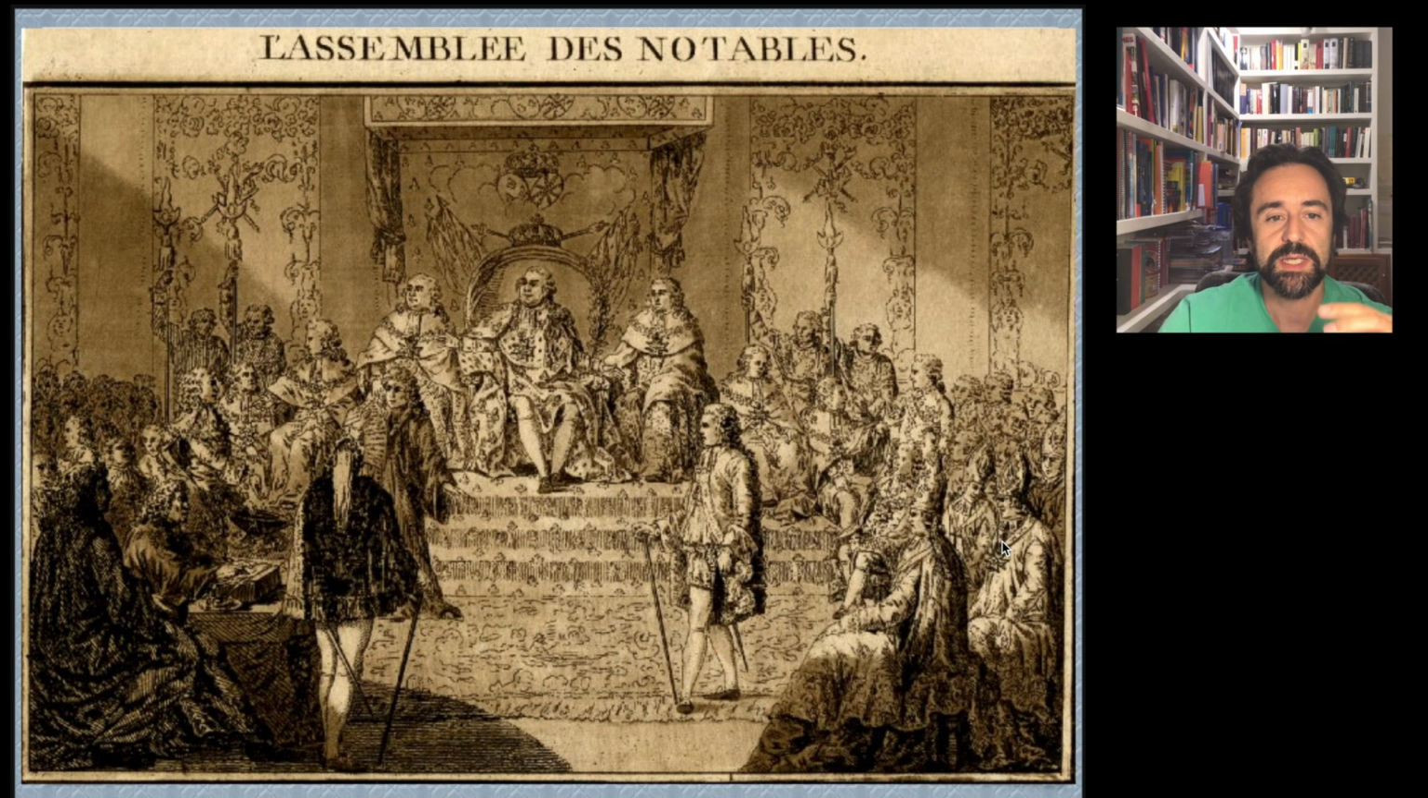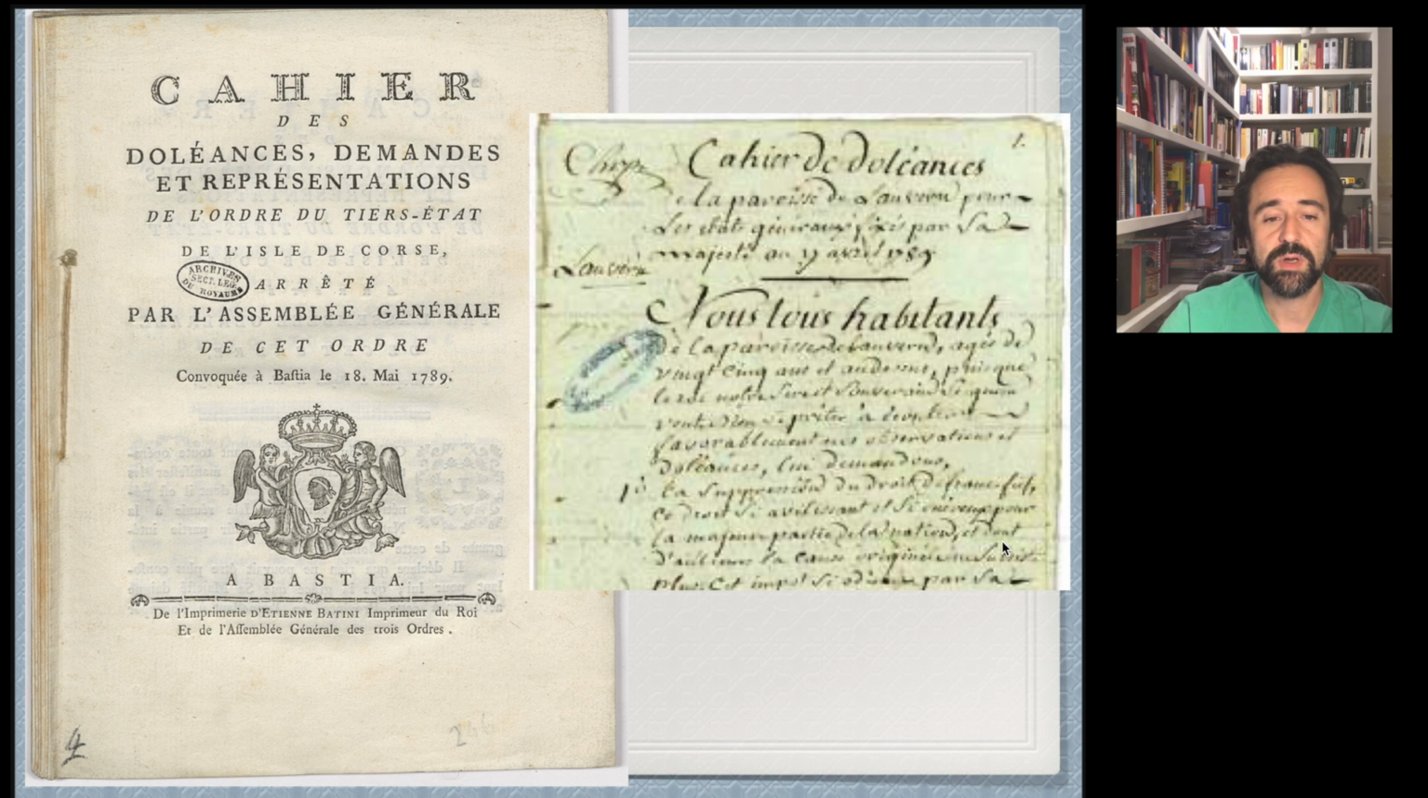But there is an assembly formed by the nobility and the clergy, and they together agree they don't want to pay taxes. They are not going to pay taxes because that's their privilege. So the king calls for a meeting of the three states: nobility, clergy, and the third estate. That means they need a meeting from everyone to come to a solution.